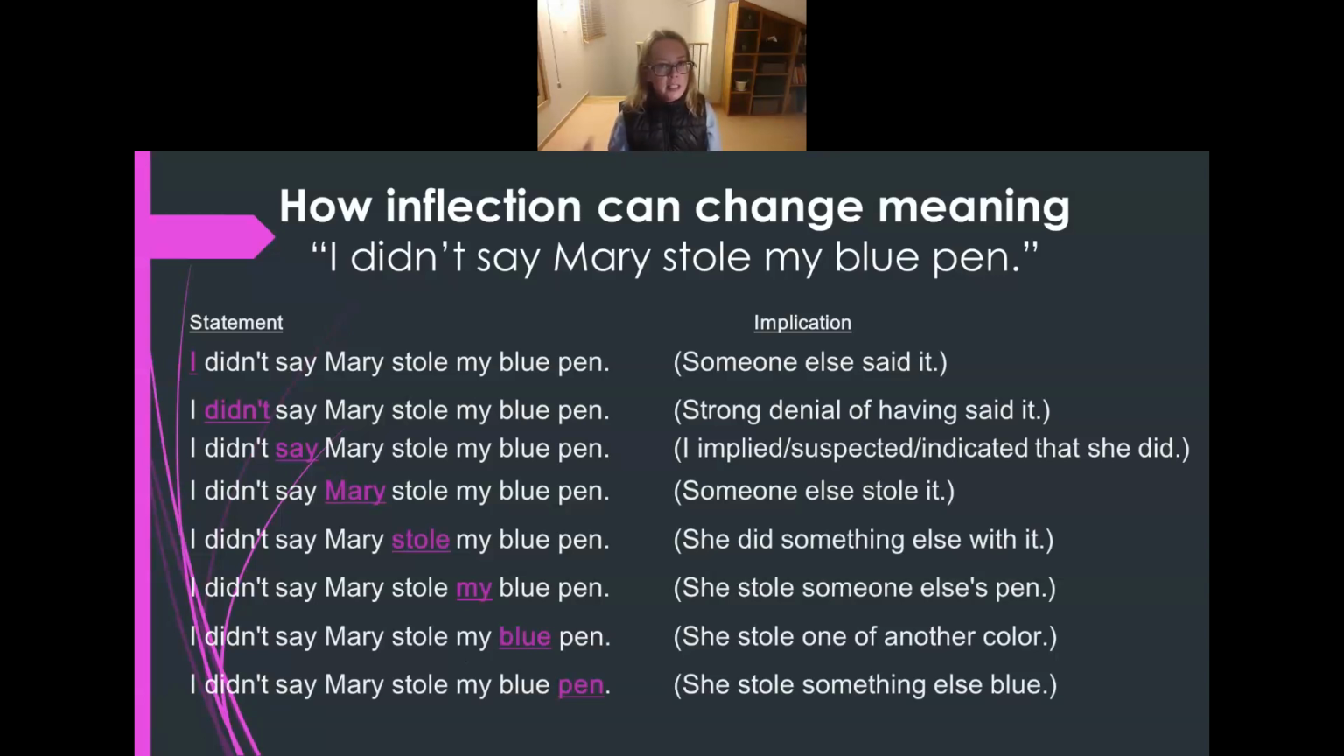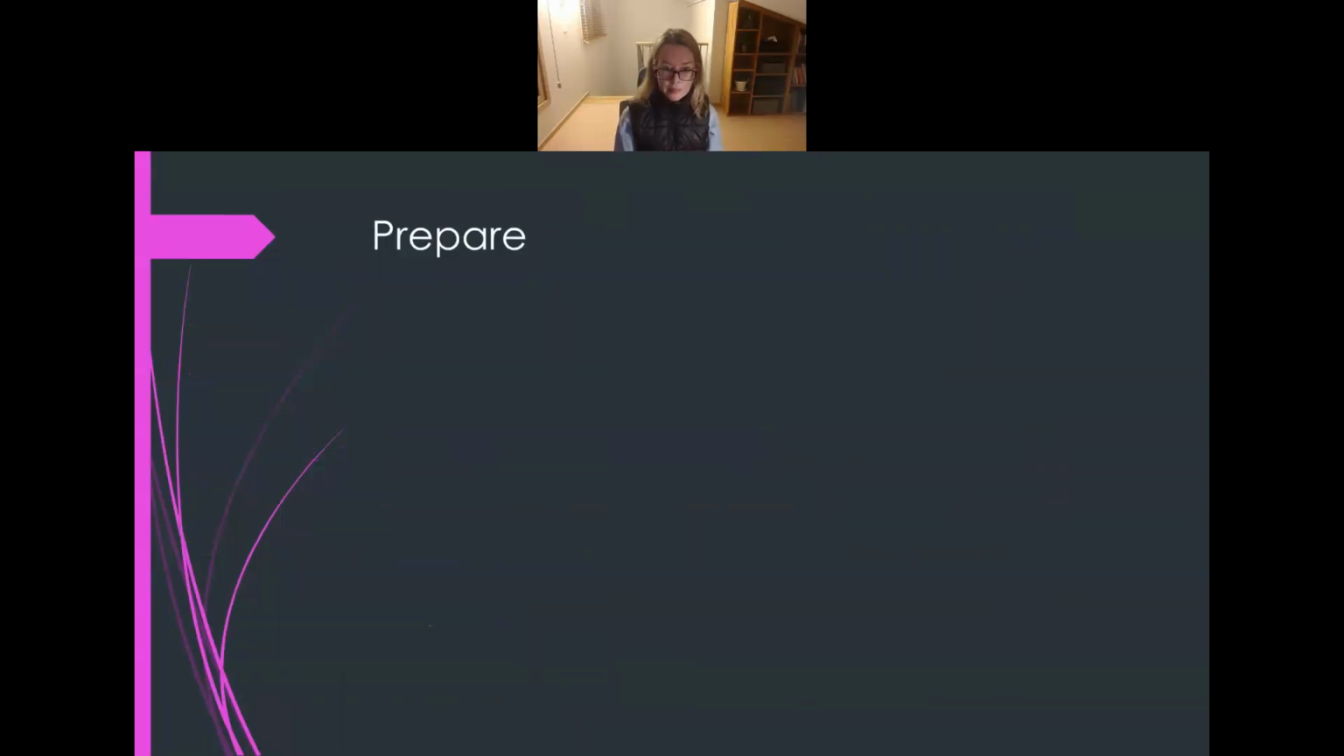I hope you guys are getting the idea by now of what you can do with stressing different words. But here we go. Here we are with she stole something else blue. So, "I didn't say Mary stole my blue pen." All right. Hopefully you guys can practice all of these. Just kind of pause the lecture and then you guys can practice them.